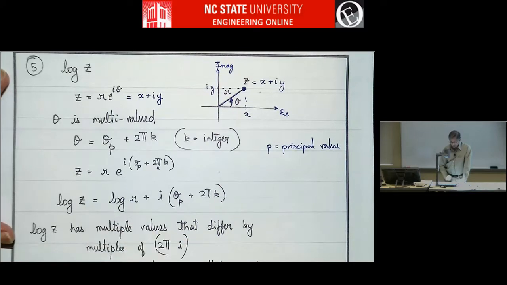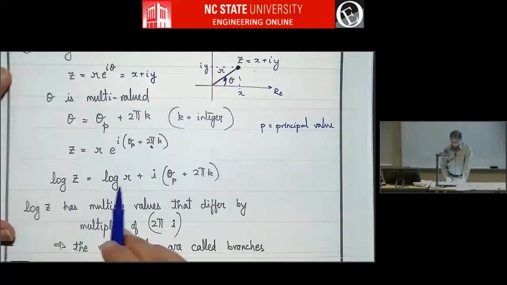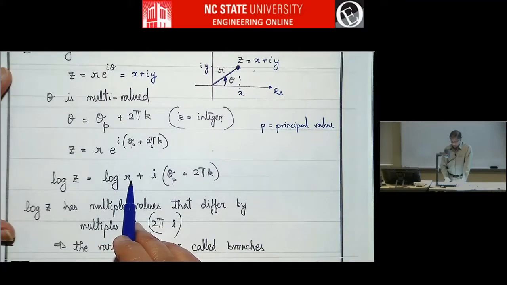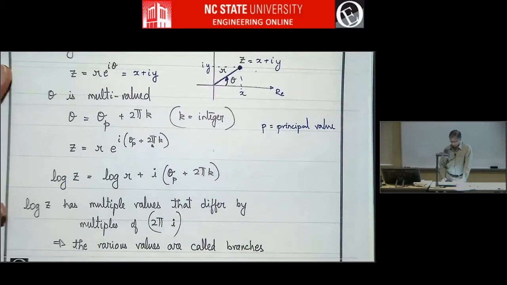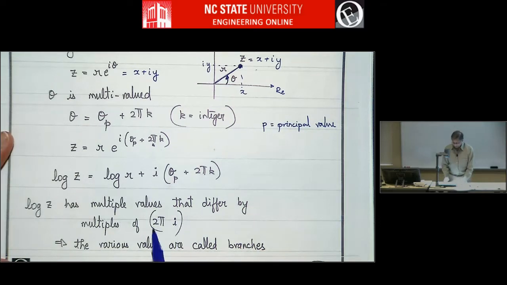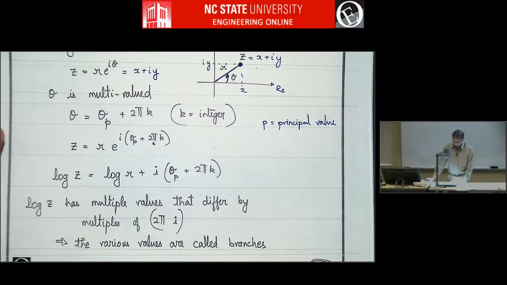And if you take the logarithm of this, log z is log of r plus i times theta p plus 2 pi k. So in other words, log z has multiple values that differ by multiples of 2 pi times i. And so these various values are called branches.